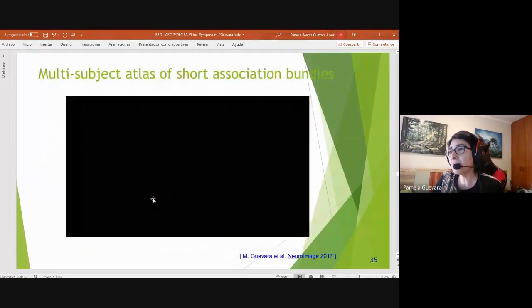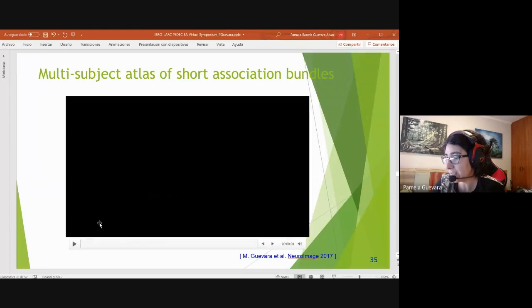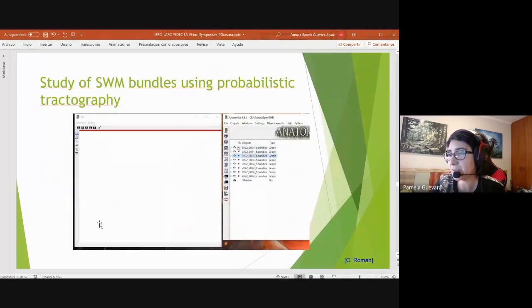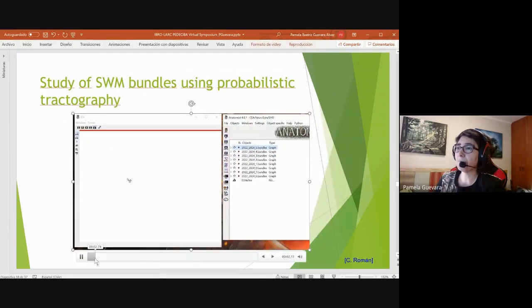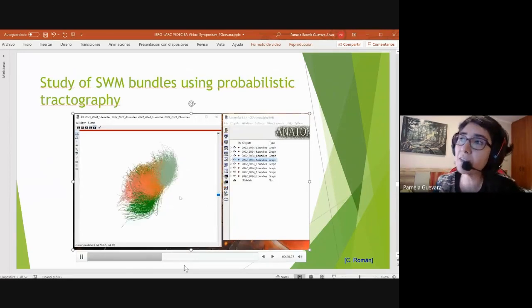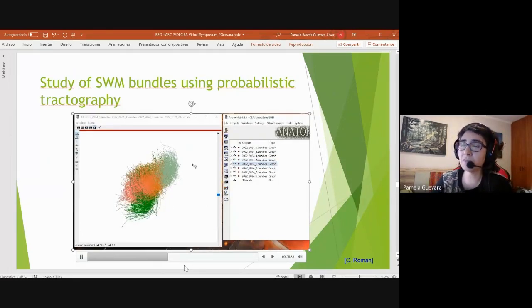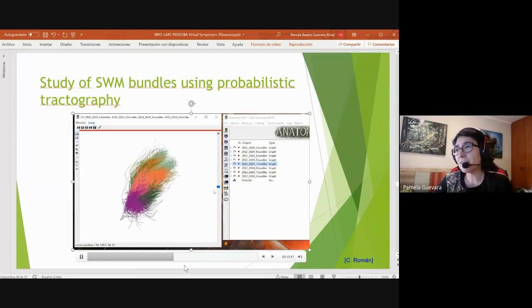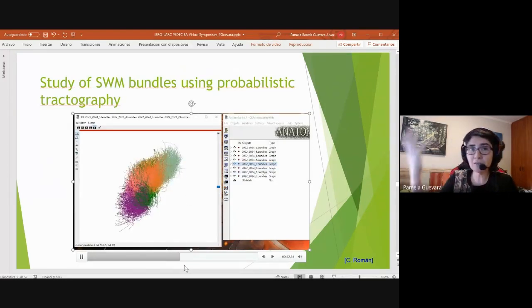But what we are getting, I think, is very interesting. I'll show you that here. So we also found bundles, but these are the bundles connecting the precentral and postcentral gyri. But we have a better coverage of the bundles.